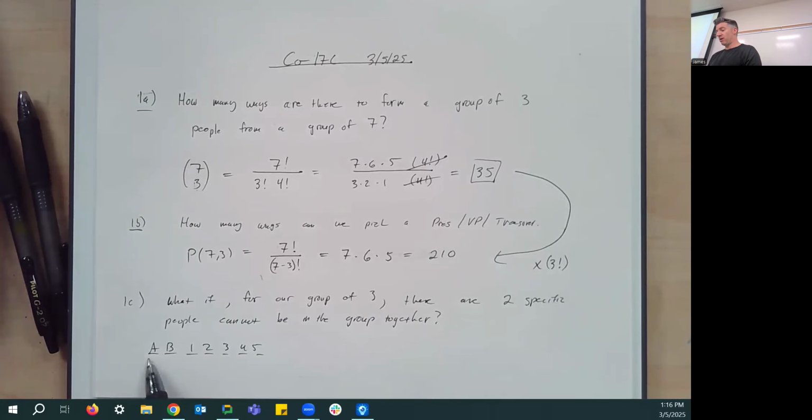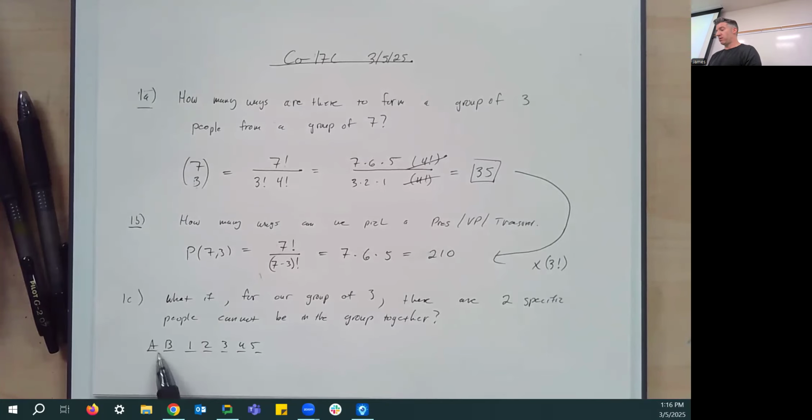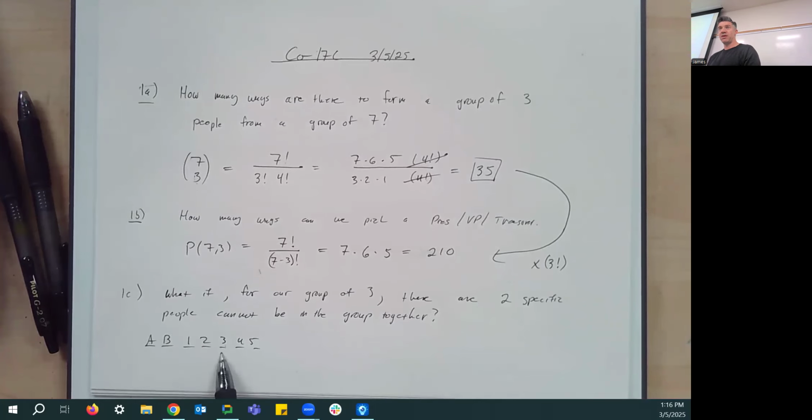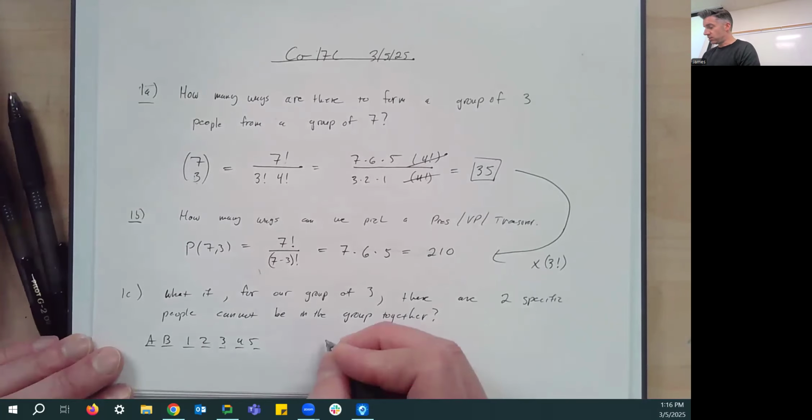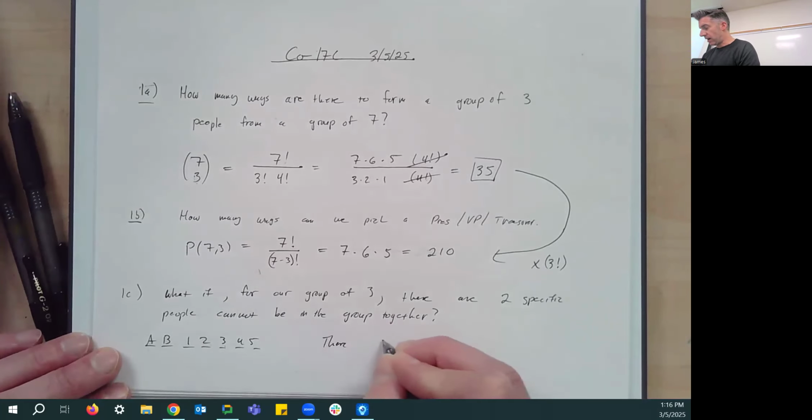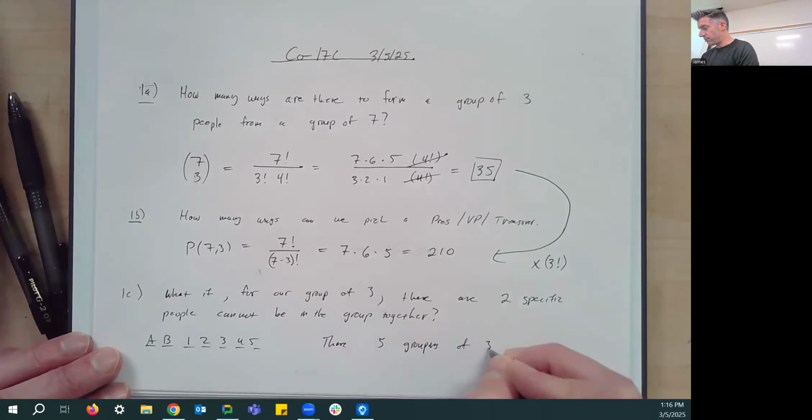Well, I can have A and B in 1, or A and B in 2, or A and B in 3, or A and B in 4, or A and B in 5. So it looks like there's 5 groupings of 3 that have A and B together. So there are 5 groupings of 3 people that would include both A and B.